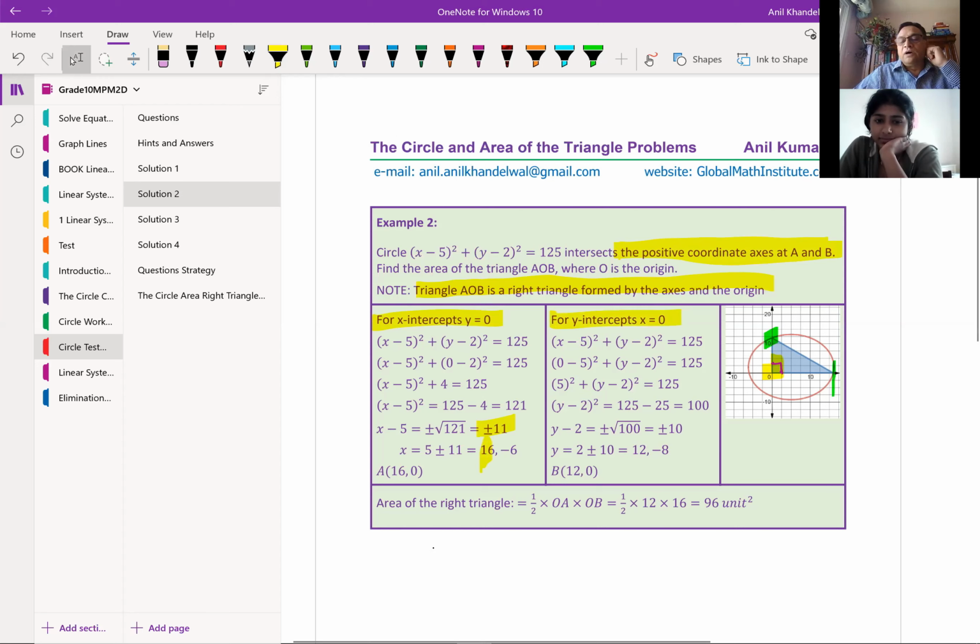And similarly for y also you'll get two answers. And then again, the positive value of 12 will be selected. So this one side is 16, the other one is 12. Just multiply, and half of that is the area of the triangle. Clear? Perfect. Let's look into the next question now.